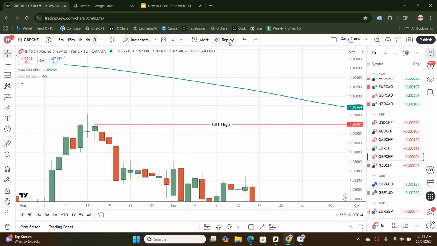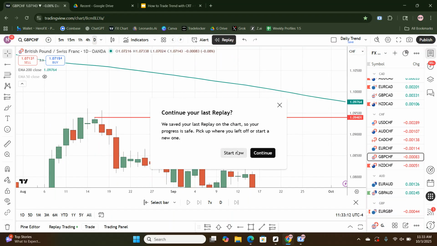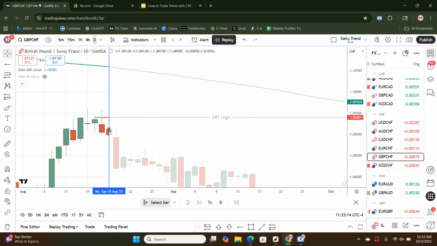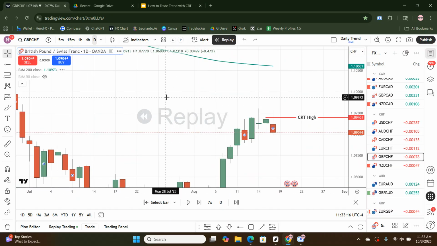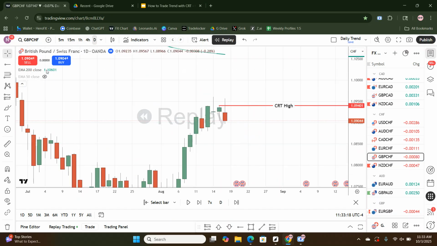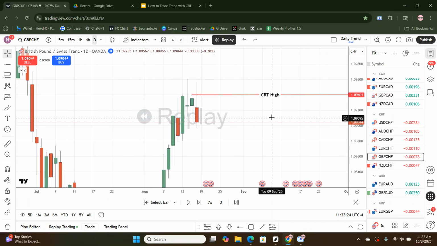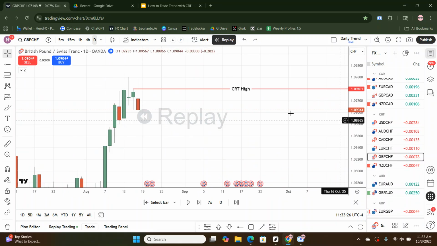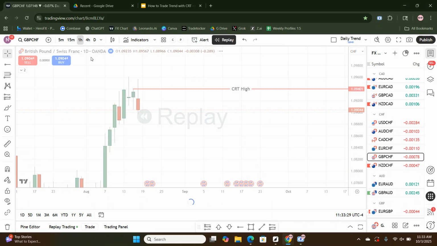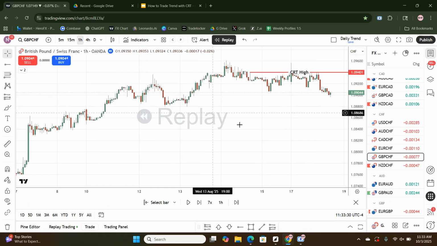So if I do my replay option right here, let me start anew. There we go. All right, so I'm going to get rid of the 200 now because I already know trend is short, so I don't need it anymore. Now it's just all about price action. I'm trying to trade trend. Let me go down to the 1 hour now to see my best entry on this Monday.